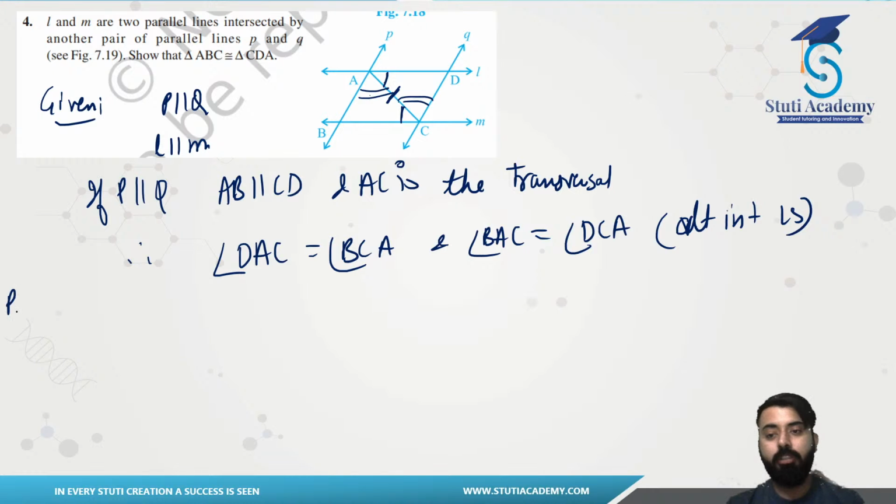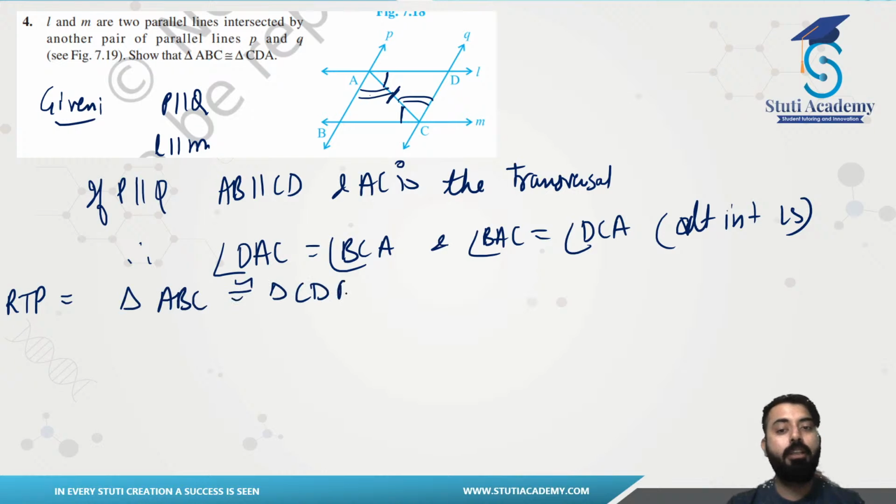Now required to prove is triangle ABC should be congruent to triangle CDA. We have to prove this one. Now this is quite straightforward.